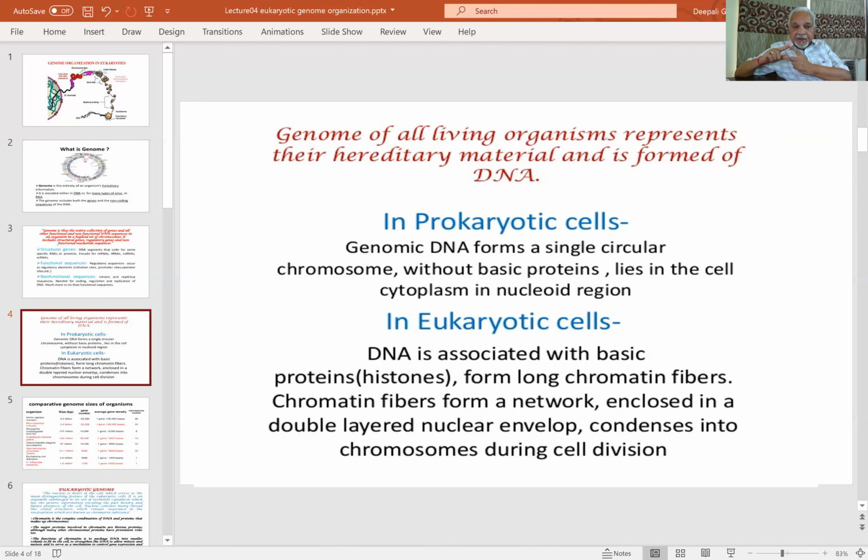As against this, what you see in the eukaryotic cells is the DNA present in an organelle, like the nucleus. And this DNA is associated with basic proteins, what we call histones. Okay, so it's not naked, it is associated with proteins, and this forms long chromatin fiber-like structures or network, what we call chromosomes. And they can be seen during cell division, mitosis and meiosis. The chromosomes can be seen very clearly.